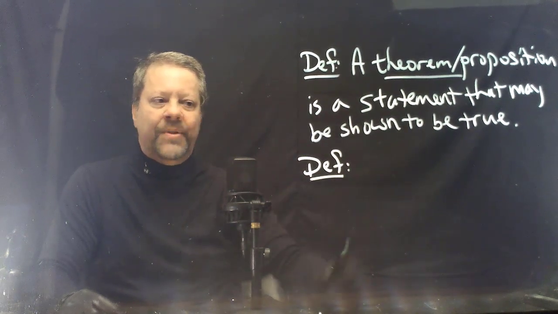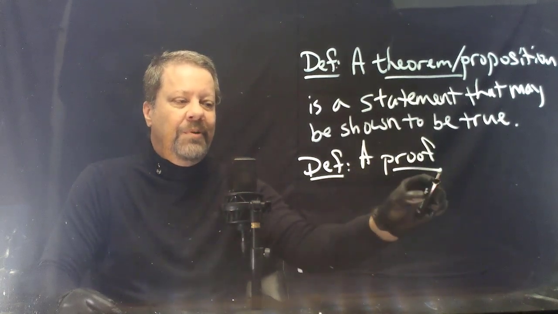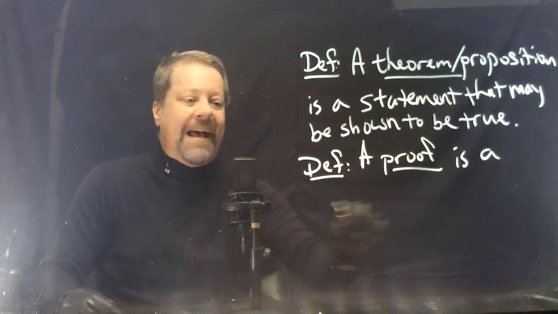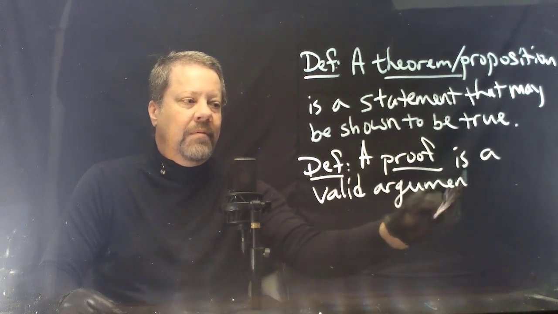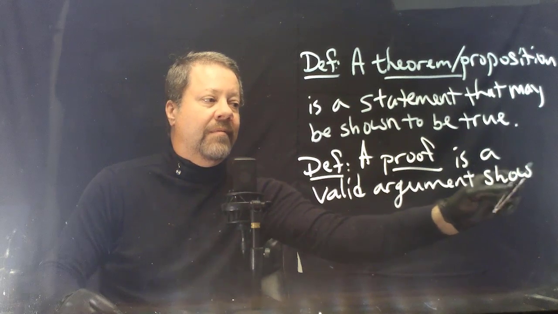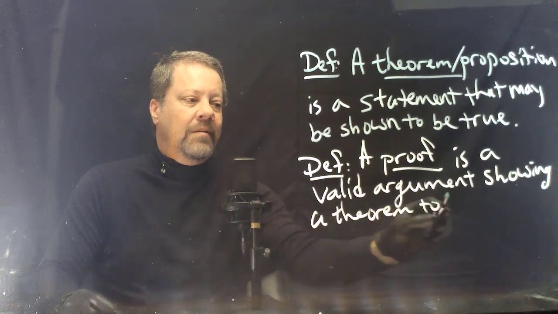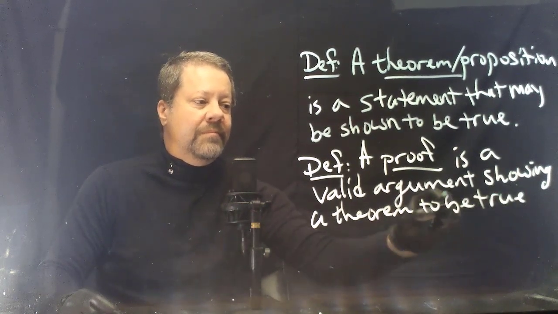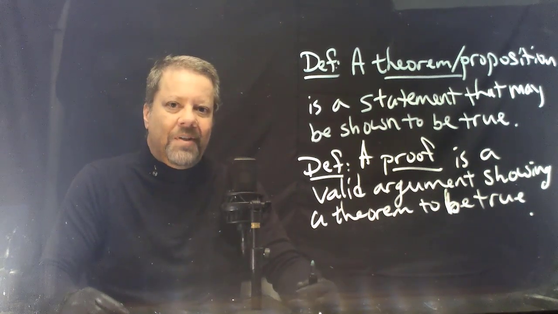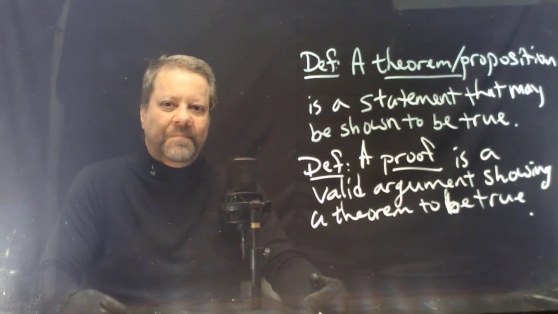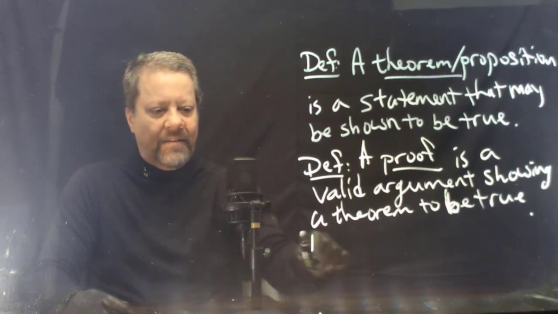How do you prove the theorem true? By a proof. What is a proof? A proof is a valid argument showing a theorem to be true. We already have some valid forms of argument like modus ponens and modus tollens, and there are other forms as well. So we know about valid arguments and how to construct some of those. What is a lemma?